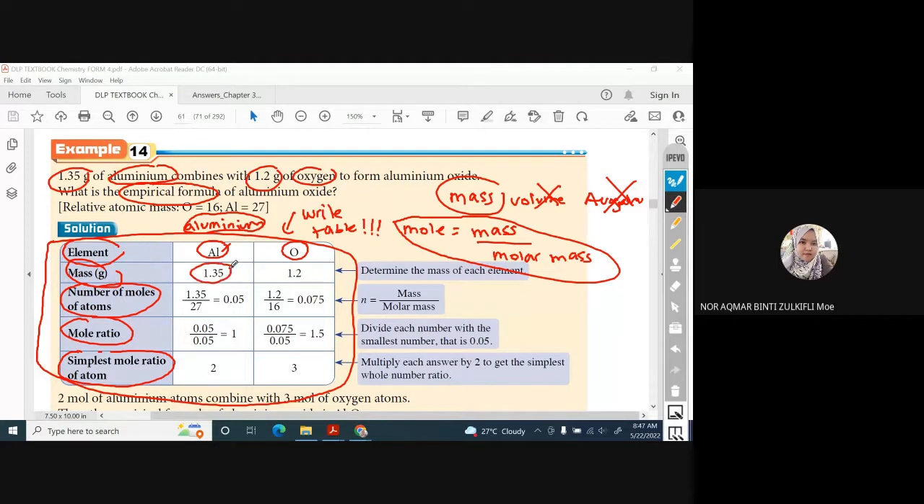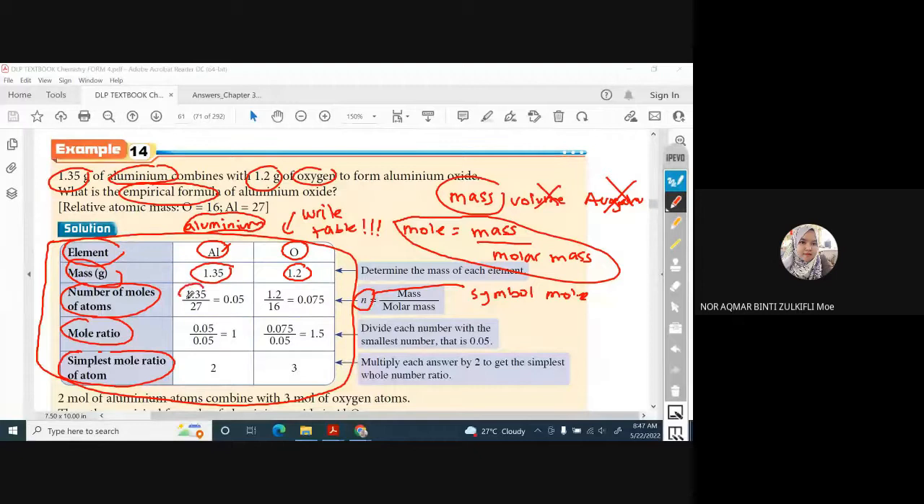Okay, 1.35 gram, 1.2 gram. Okay, and then mole. Ini pun baru juga untuk awak. And ini actually symbol of mole. Jangan confuse pula N tu apa kan. Okay, so you need to find the number of mole.